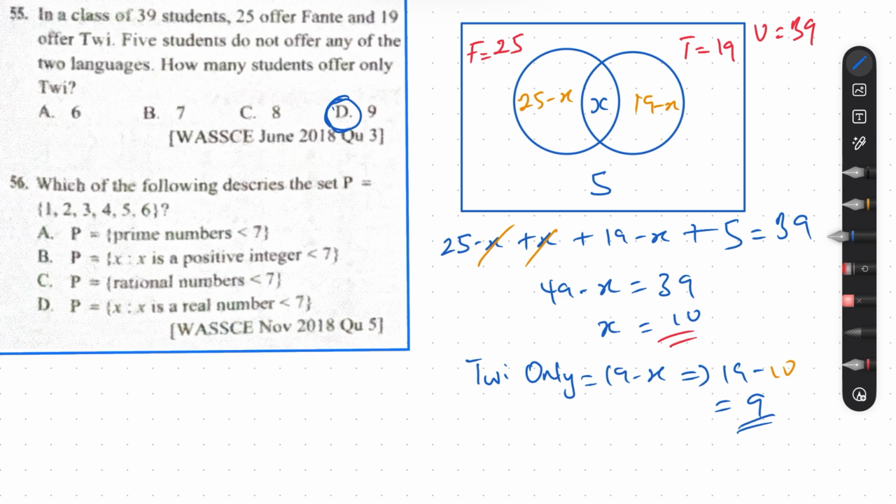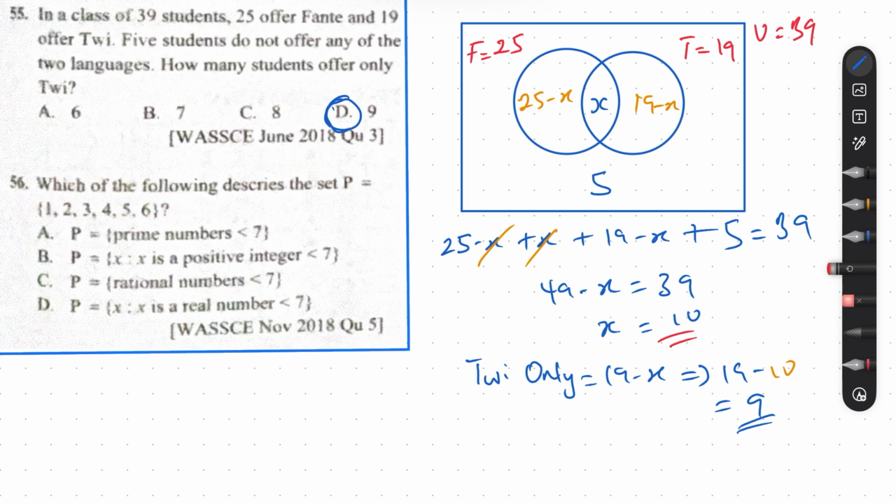Now the next question, number 56. It says which of the following describes the set P, which is 1, 2, 3, 4, 5, 6. Okay, so this set is a set of integers, right? These integers are greater than 0, and they're less than 7. Okay, integers less than 7, or we can say less than or equal to 6. Now let's look at which of these options satisfies this set.